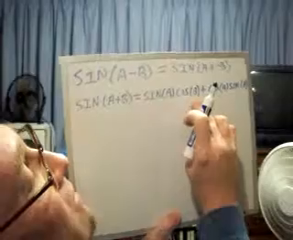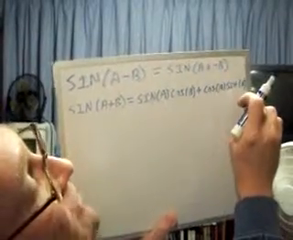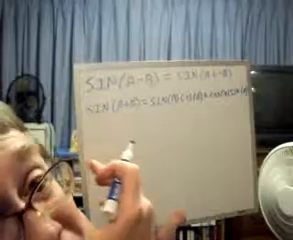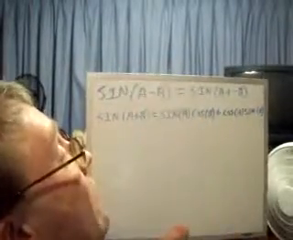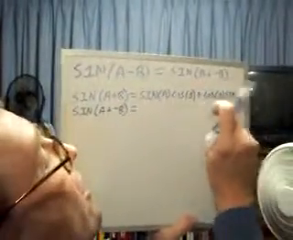So if you'll recall, the sine of A plus B is the sine of A times the cosine of B plus the cosine of A times the sine of B. Okay? That's the sine of A plus B. Now what about sine of A minus B? Okay, so what we're going to do is we're going to start replacing those B's right there with negative B. That's what we're going to do. And we're going to do this real slow.